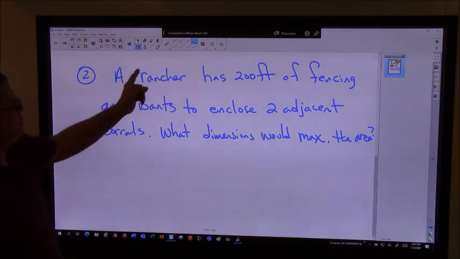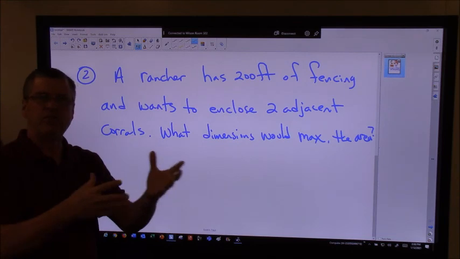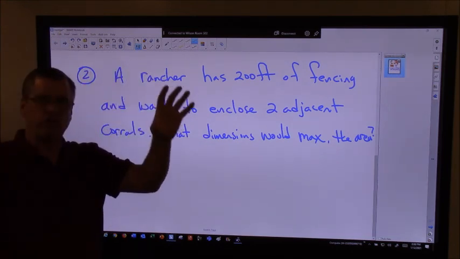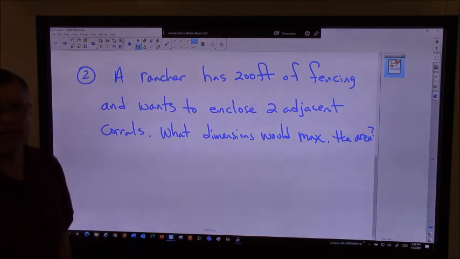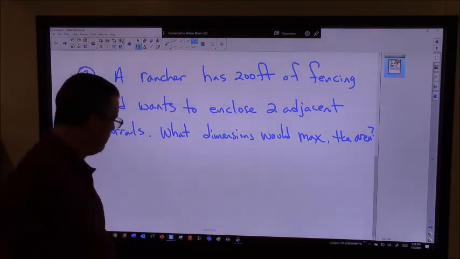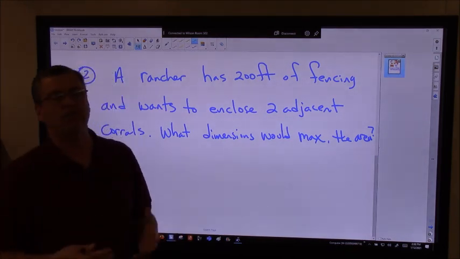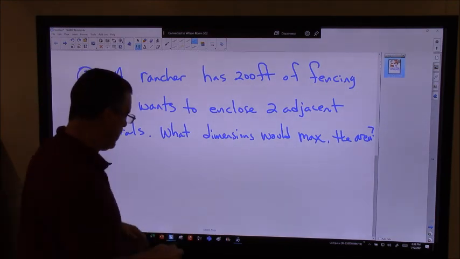So a rancher has 200 feet of fencing. That means if you add up all the fencing, all the sides, even the one in the middle, because you're going to have 2 corrals that are adjacent to each other, all the fencing material has to add up to 200 feet. Okay? So again, we should never stop until we've at least drawn a picture and labeled everything and really know what we're talking about.